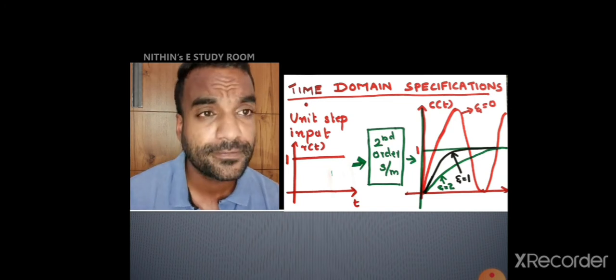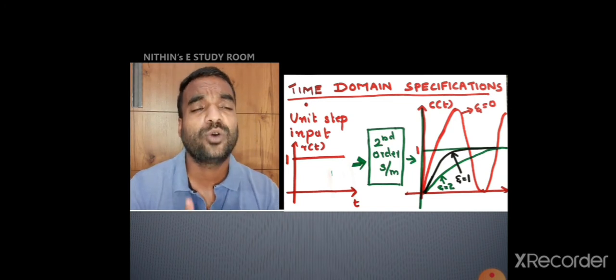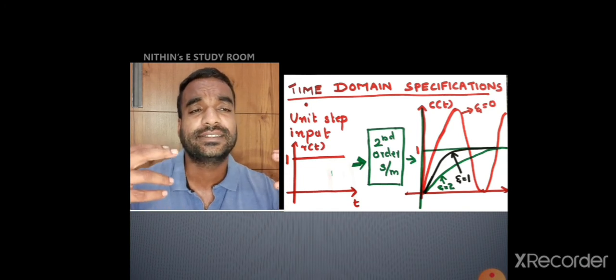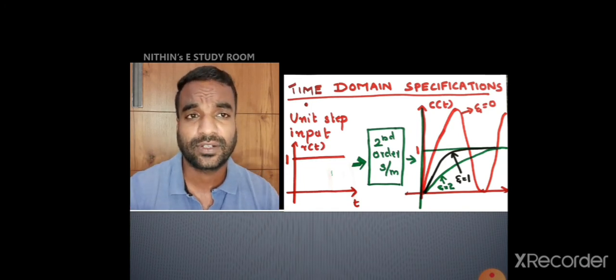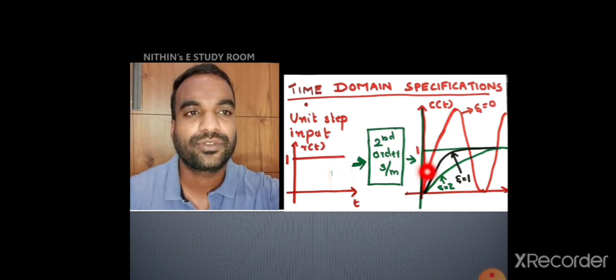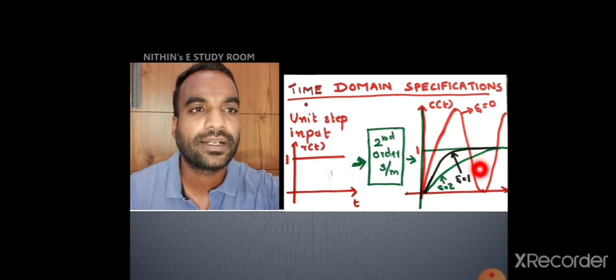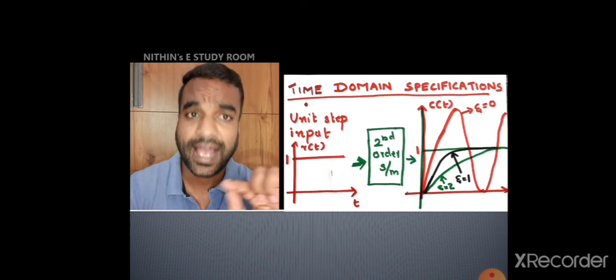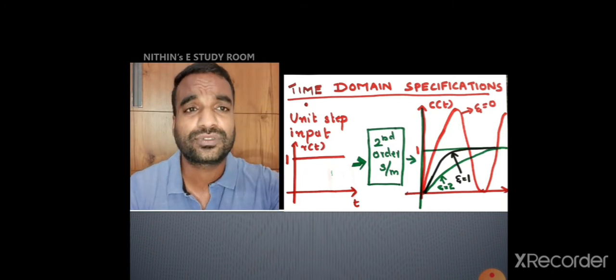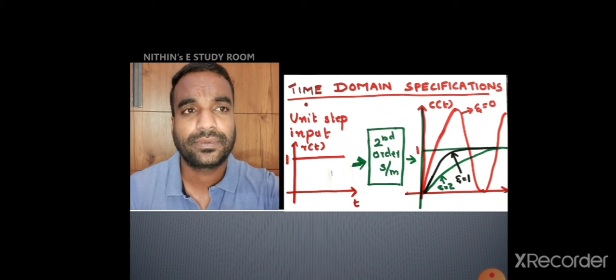Okay. So let me ask, how will the response look for eta greater than 0 and less than 1, or an under-damped system? What will be the response? I will try to draw it here. It will go like this and it will oscillate, and the magnitude of oscillation reduces in each step.